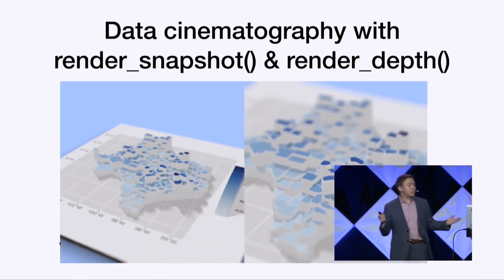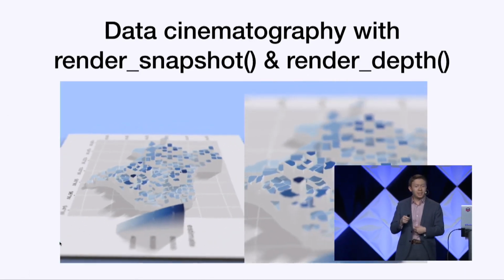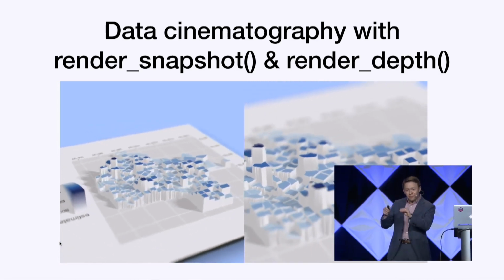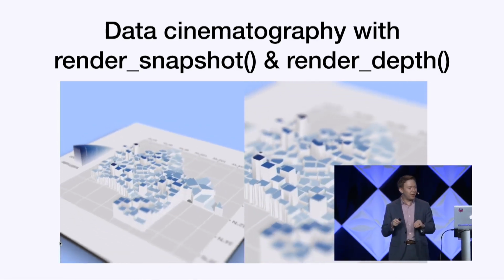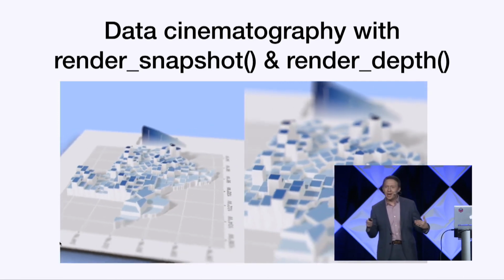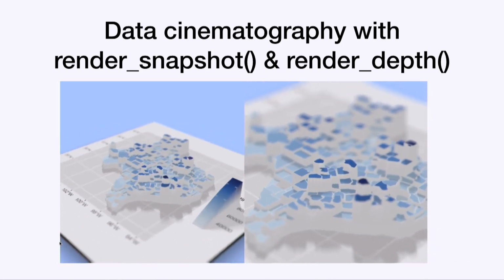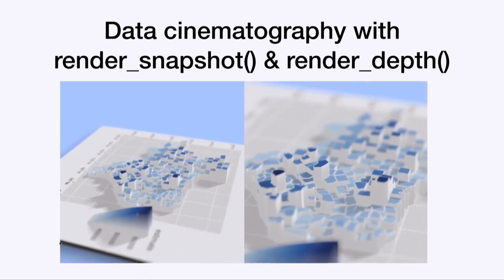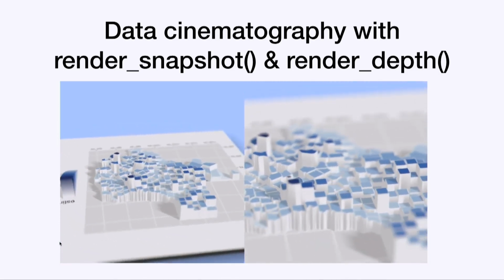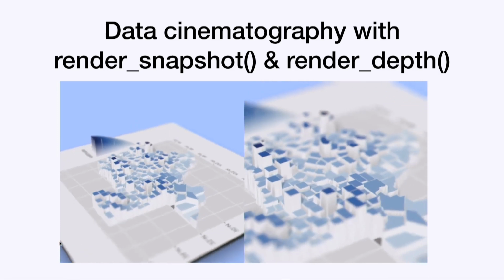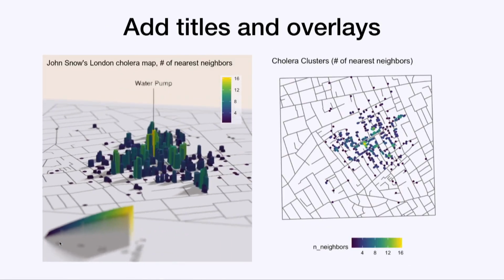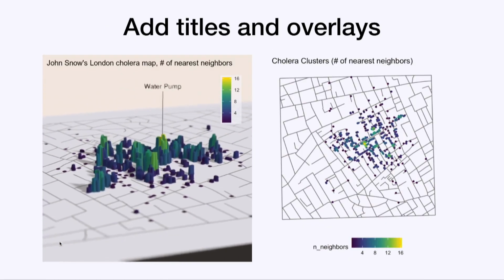You can also use the render_snapshot function to take a picture at the current orientation. If you want the viewer to focus on a certain area, you can use the same trick cinematographers use when they want to direct a viewer's attention in a movie: use depth of field to pull focus onto the area of interest with the render_depth function. You can also add titles and image overlays when taking snapshots and rendering movies.